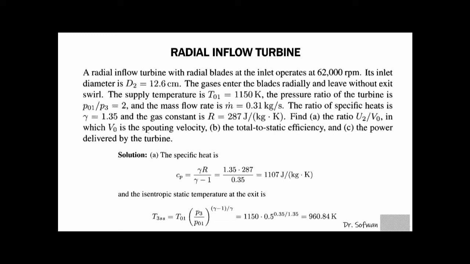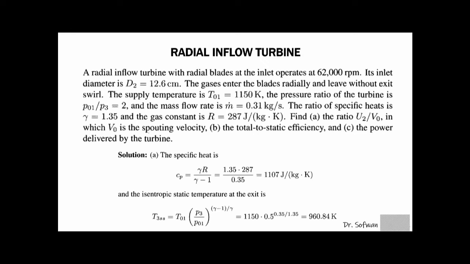The supply temperature is T01 equal 1150 Kelvin. The pressure ratio of the turbine is P01 over P3 equal 2, and the mass flow rate is m dot equal 0.31 kilogram per second. The ratio of specific heats is gamma equal 1.35, and the gas constant is R equal 87 joule per kilogram Kelvin. Find the ratio U2 over V naught, in which V naught is the spouting velocity, the total to static efficiency, and the power delivered by the turbine.